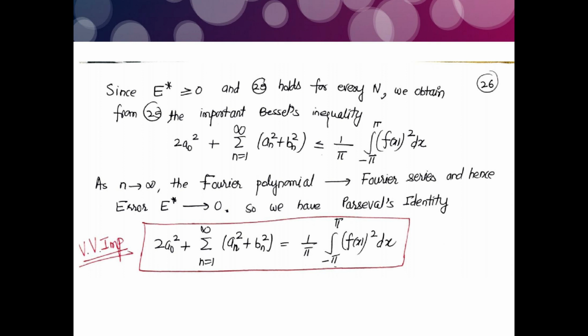In this one, the summation is from n equal to 1 to infinity, because we are saying that this result holds for every value of n, even when n tends to infinity also, right? So as n tends to infinity, the Fourier polynomial will tend to Fourier series, and hence error will tend to 0. So in the Bessel's inequality, we now have the equal to sign, and we get a new identity. We call this one Parseval's identity. This is very important. We will discuss numerical problems based upon this identity.